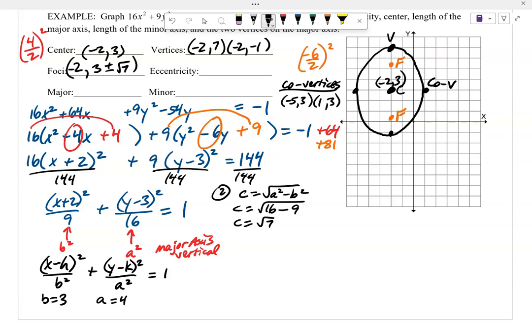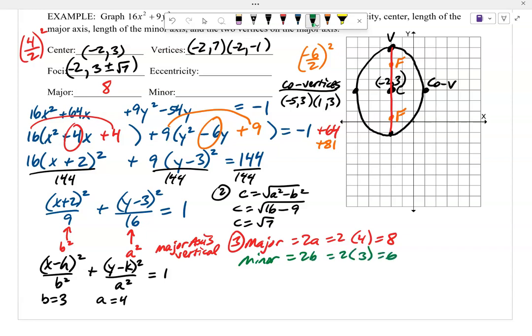Here's my major axis in red, right? Major axis is the length 2a. So I got 2 times 4, so I got 8. My minor axis would be 2b, so I got 2 times my b is 3, so I got 6 on that one. My eccentricity is c over a, so that'd be the square root of 7 over, my a is 4, square root of 7 over 4, 0.66.